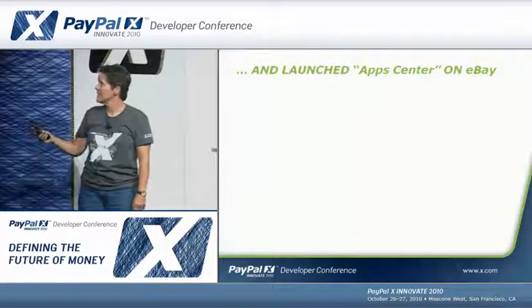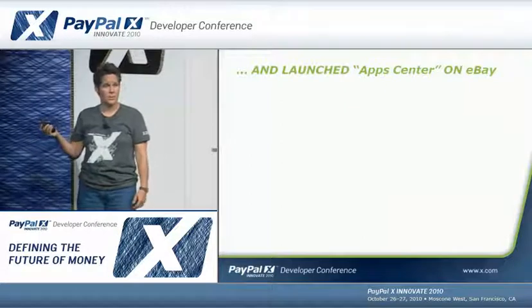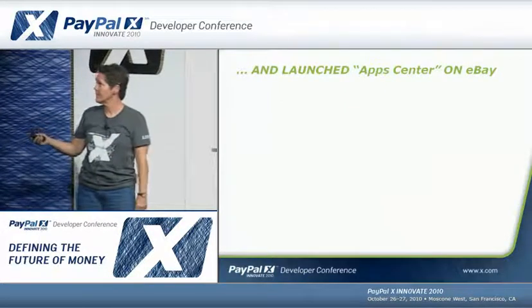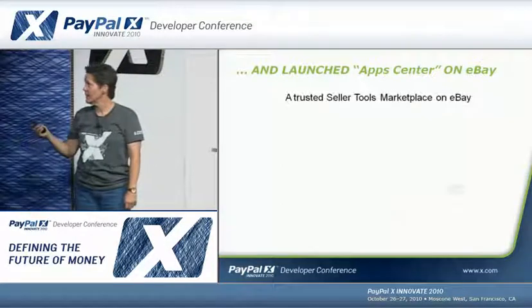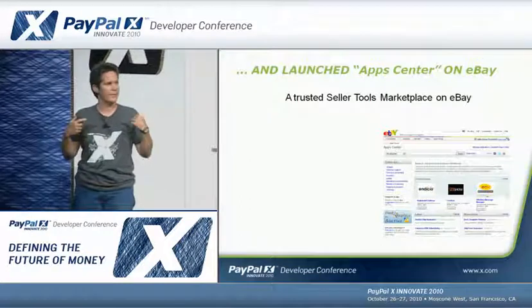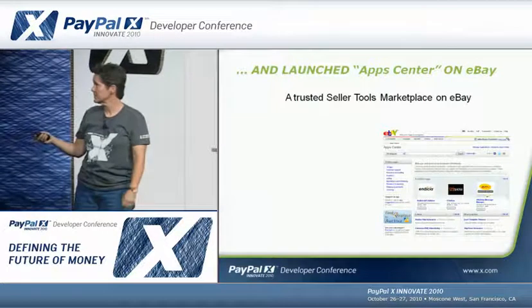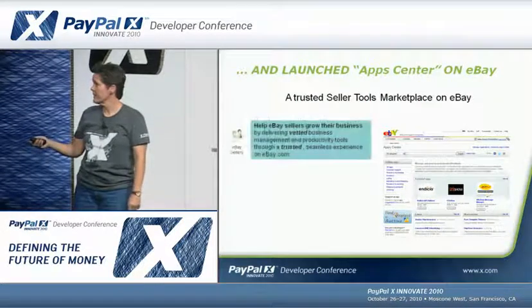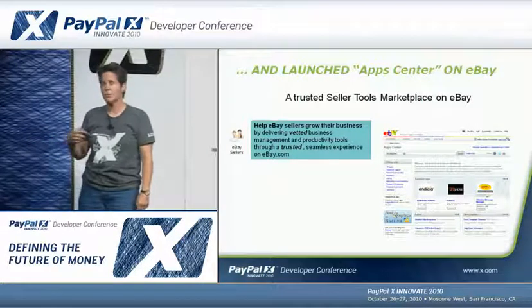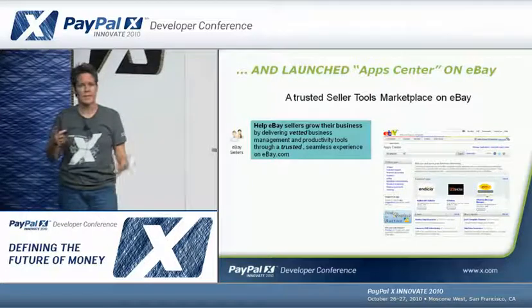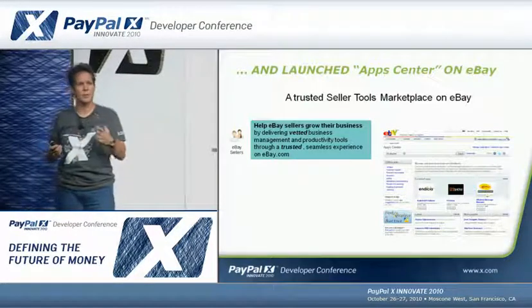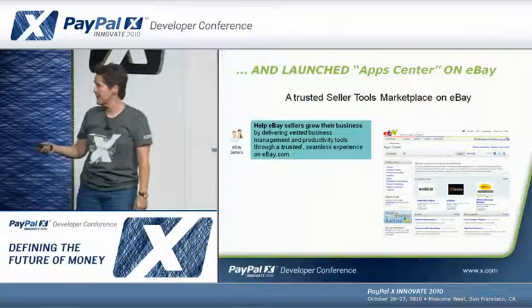All right. So with the launch of this technology, embedded opportunity, we launched the App Store. We call it the App Center. It's a trusted seller tools marketplace where you advertise what you have to provide to sellers. We consider it a win-win-win situation. The reason I say that is it's a true win for eBay sellers because they can access applications which help them grow their business in a seamless, trusted, vetted way.